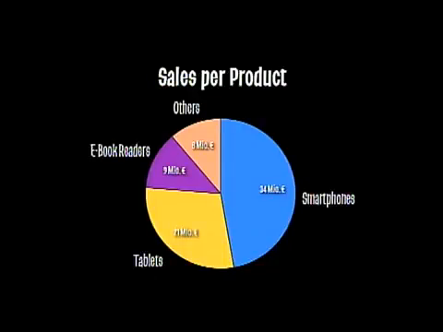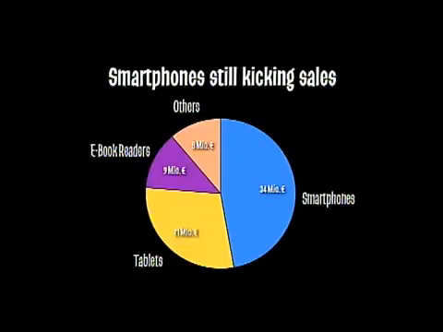And then there's this title. This is kind of the first iteration title, but you can say this story is about smartphones, and smartphones are the most sold items. So we can say smartphones still kicking sales, or whatever title. But it should focus on the story and not only on the data.